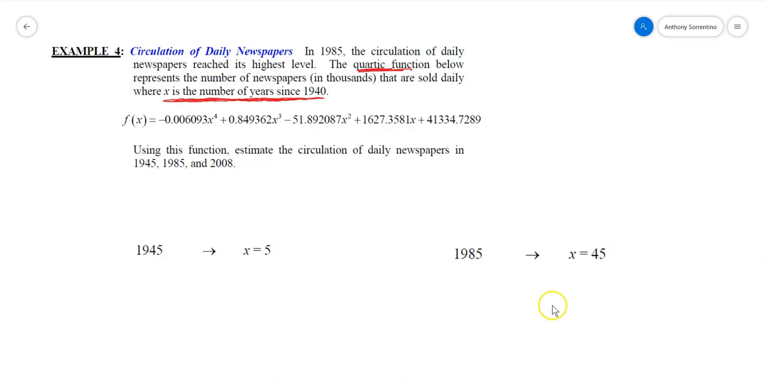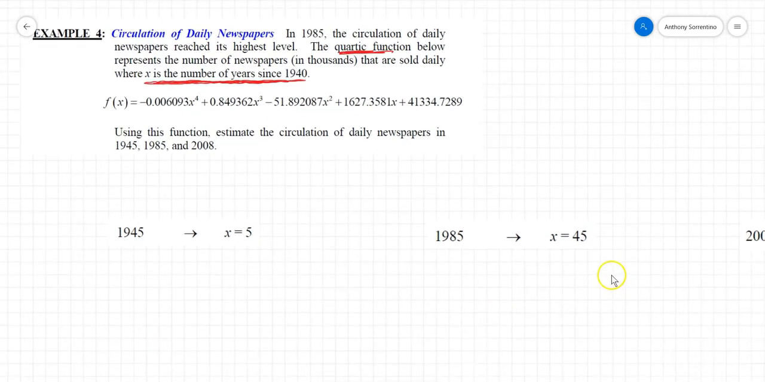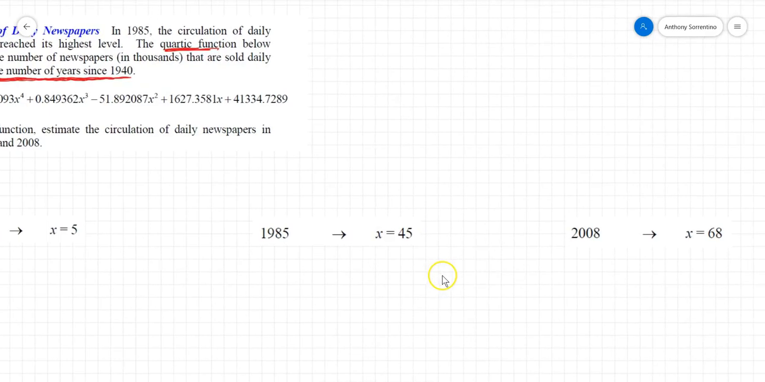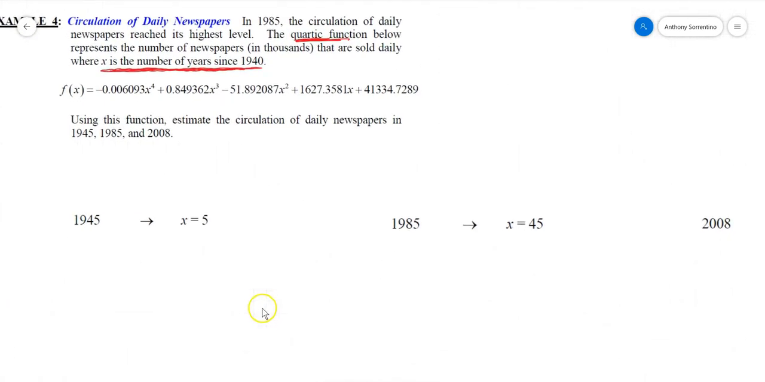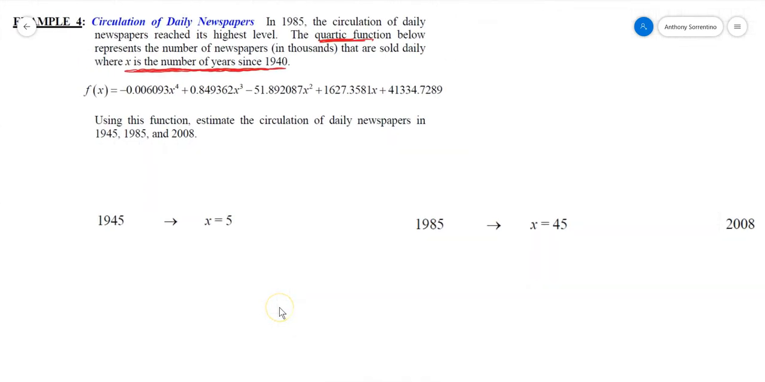What 1985 equates to, which is x equals 45. And you're also given the fact, and this won't necessarily be the case in your problems you may be given on a test or a quiz, 2008 correlates with x equaling 68. You use this to estimate the circulation of the daily newspapers in those years. The calculations could be a little bit daunting on this one. So, that's why I showed a calculator at the bottom of the page. I'm going to demonstrate the calculator again, just to reacquaint you with how to use the functions on this.